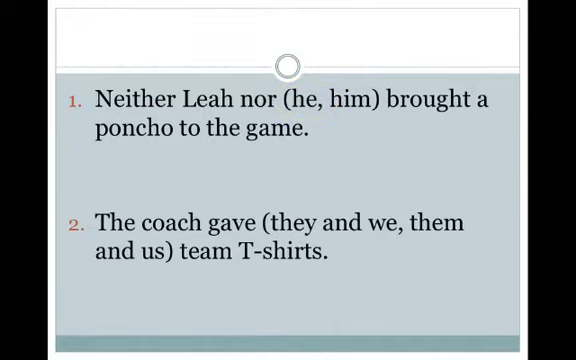2, the coach gave they and we, or them and us, team t-shirts. Even though this might sound a little weird, the correct answer is them and us. Remember, if you have a compound, you can separate them out. These are actually objects. So the coach gave them team t-shirts. The coach gave us team t-shirts. So you would say the coach gave them and us team t-shirts.